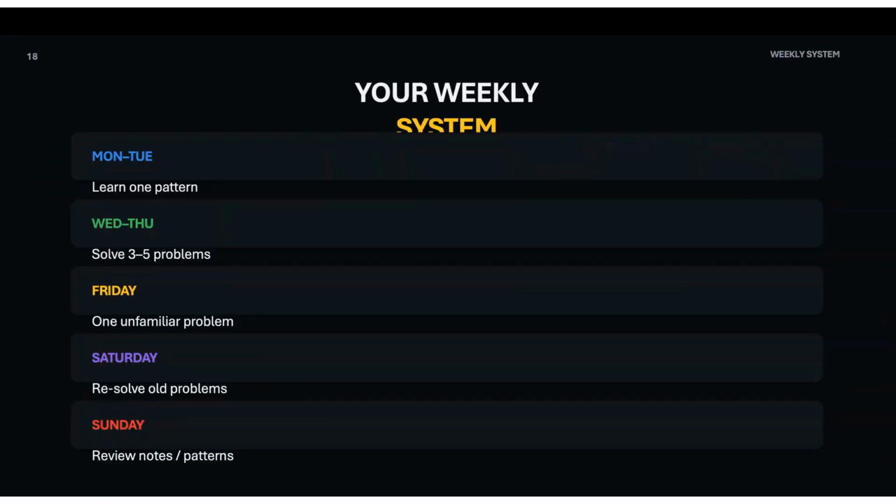Now let's turn everything into a weekly routine. Monday to Tuesday, learn one pattern. Wednesday and Thursday, solve 3 to 5 problems. And on Friday, solve one unfamiliar problem. This is important because now you're testing whether you can recognize the pattern without being told what it is. And on Saturday or the weekend, re-solve old problems. Don't look at your previous code. And Sunday, review your notes and patterns. That's it. A simple weekly system. You don't need to solve random problems every single day. You need deliberate practice.